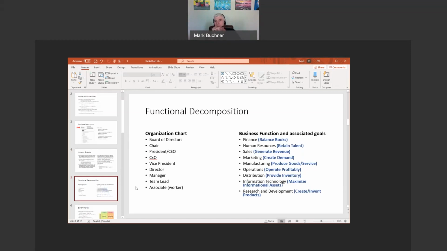And you can see here, by the way, I broke this down. The person in the finance department, the goal is to balance the books. The person working in talent, human resources. The person working in the sales department, the goal is to generate revenue.